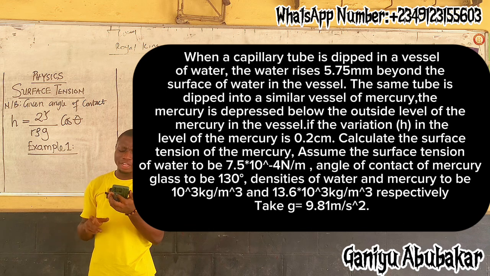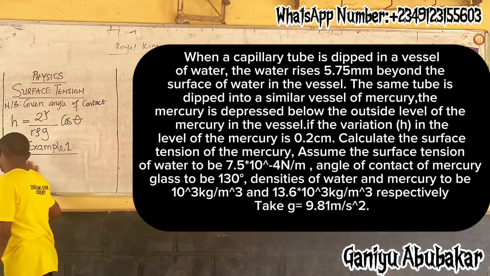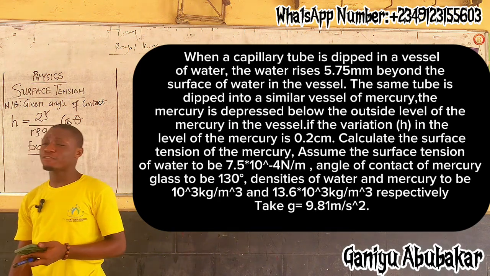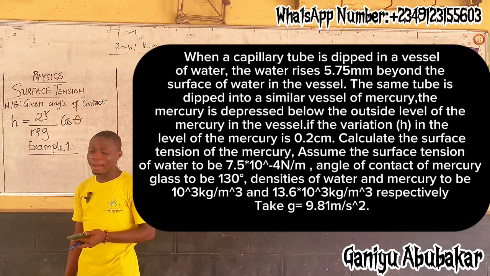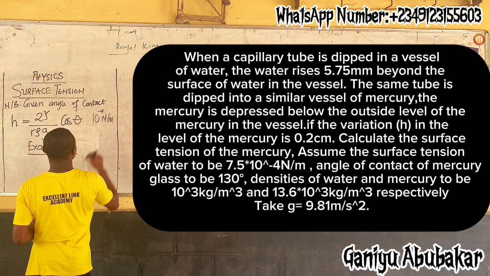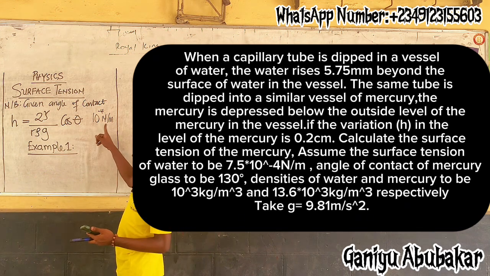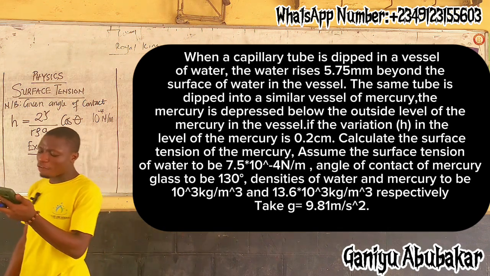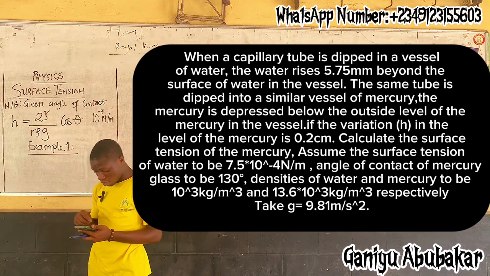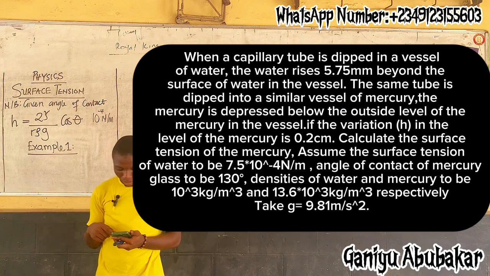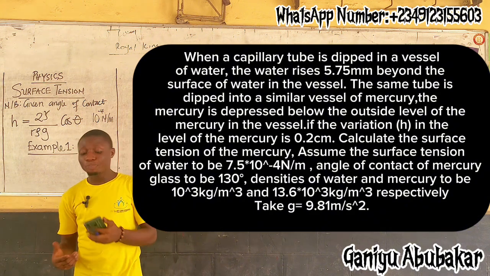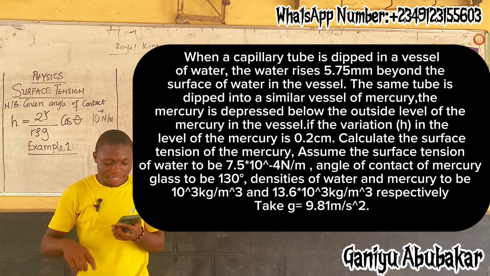Assume the surface tension of water to be 7.5 times 10 to the power minus 4 Newton per meter. Angle of contact of mercury glass to be 130 degrees.